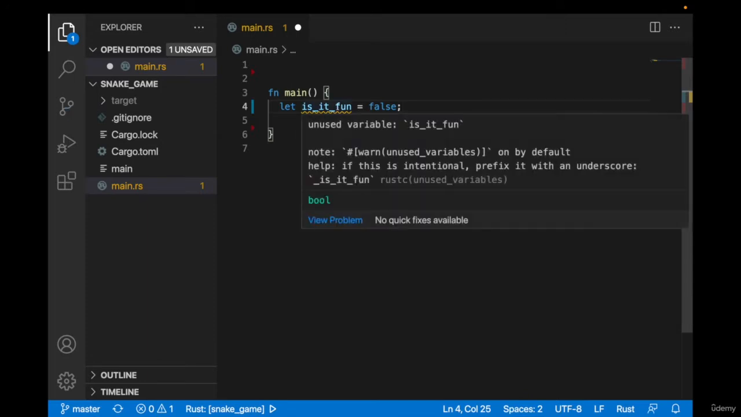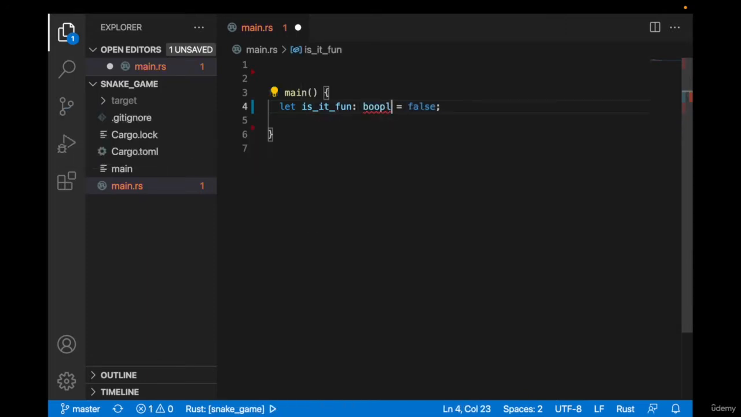So when you hover here, you can see it's a bool. You can also write bool explicitly, but you don't really need to, because when you see false or true, of course it's Boolean. Okay, now about the number type.